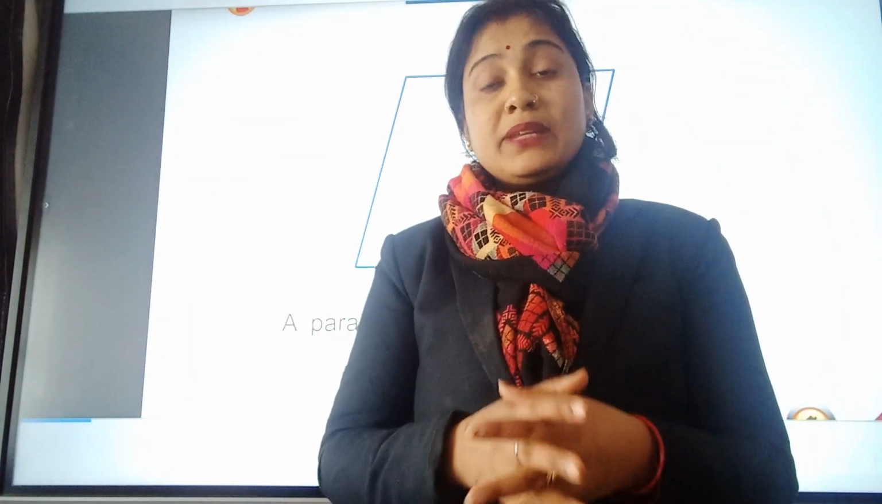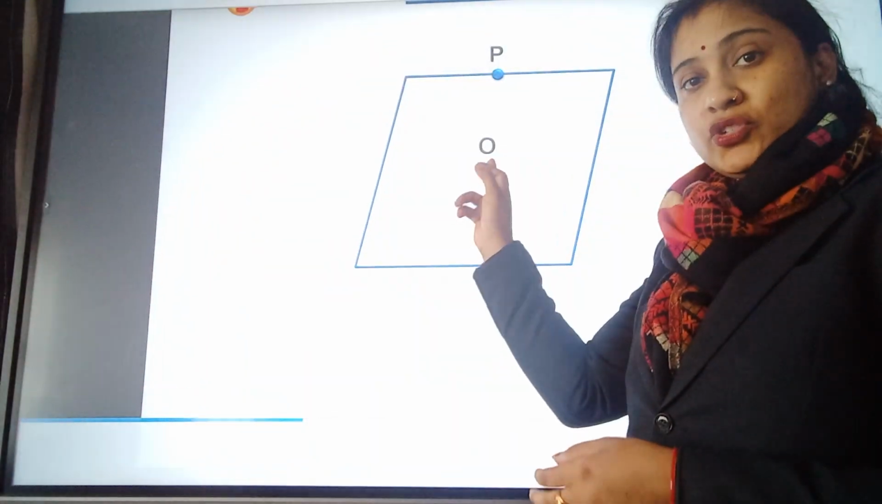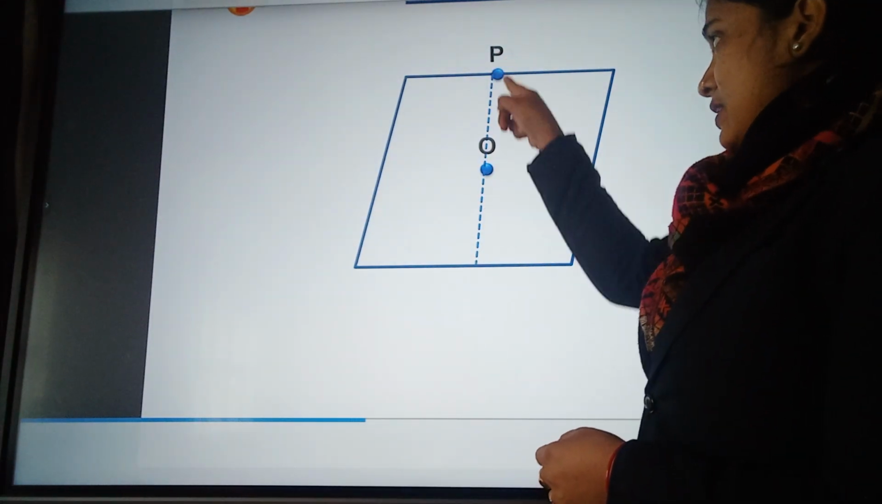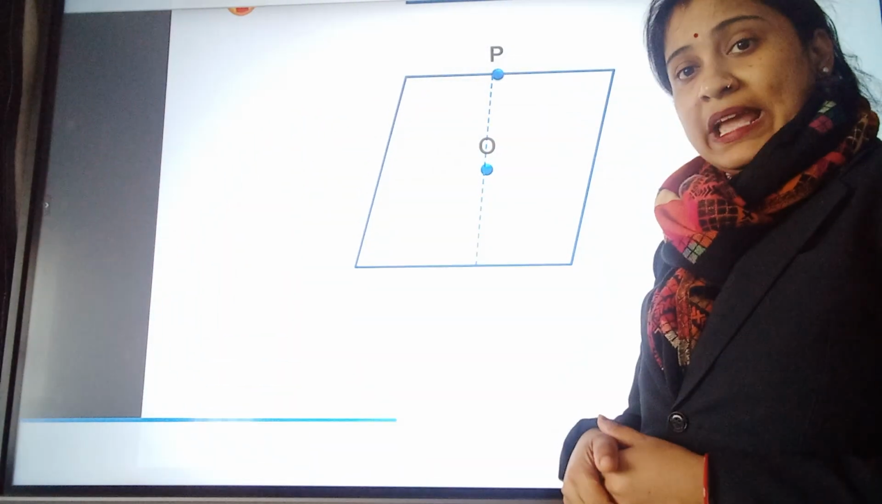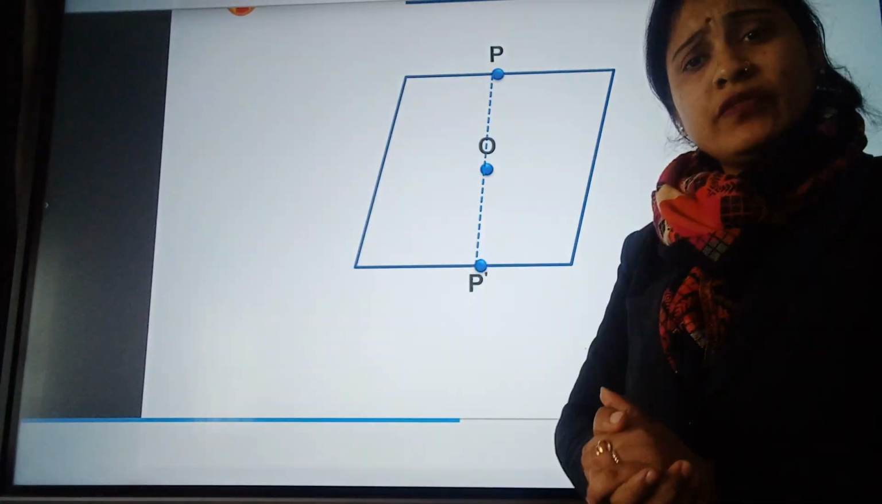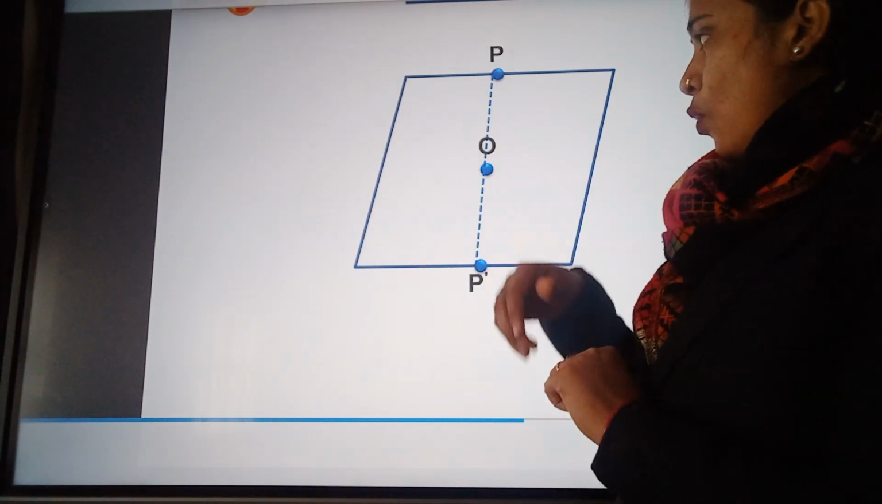So we have learned that a parallelogram doesn't have any line of symmetry. But can we say that it is not symmetrical? See, though the parallelogram doesn't have any line of symmetry, the figure is symmetrical about a point. Here, let us take a central point O and a point P here. Let the down point, where we draw one vertical line, be P dash. Now here what we will do? We will measure the distances OP and OP dash.